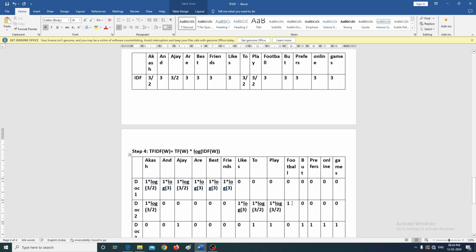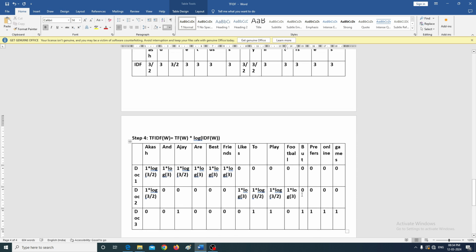Next, coming to the football word. This is the term frequency of the football word, 1 into log of IDF of football word. IDF of football will be 3. So log of 3 I am placing here. And the other words have term frequency 0, so I am not going to calculate TF IDF for these words.